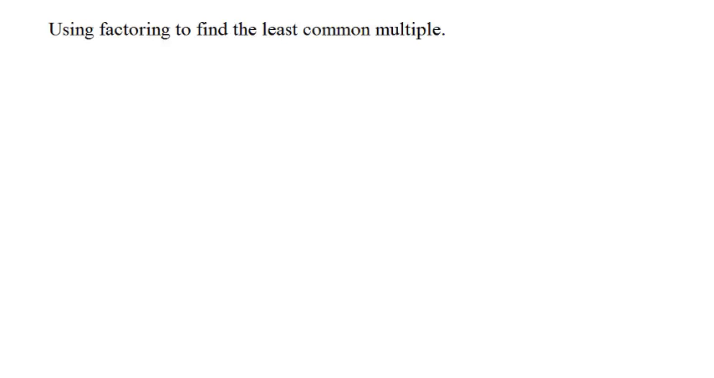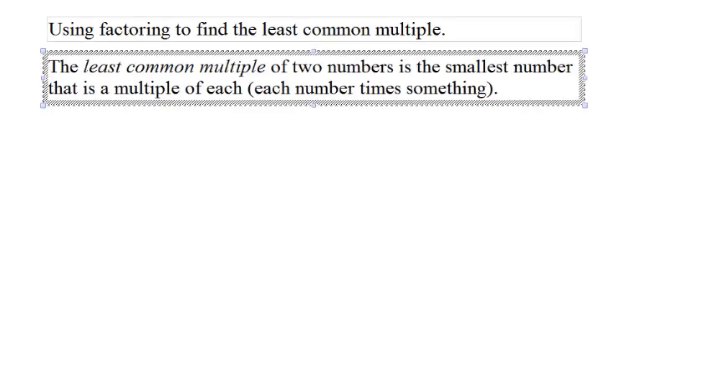Here's another application of factoring: using factoring to find the least common multiple of two numbers. A multiple of a number is that number times something. The multiples of 5 are 5, 10, 15, 20. The multiples of 7 include 21 and 77 and things like that. Anyway, the least common multiple of two numbers is the smallest number that is a multiple of each.